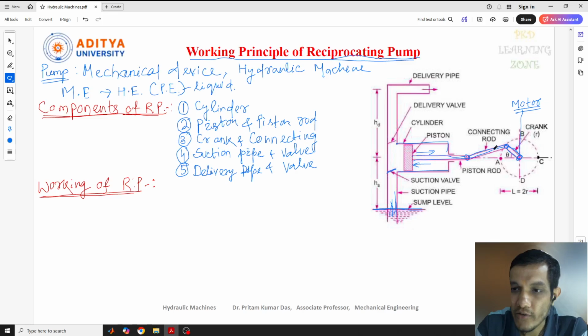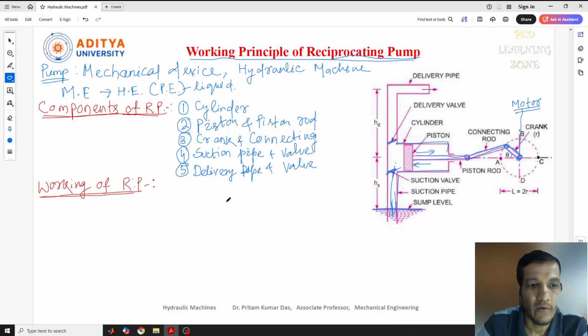Now when the motor started and the crank started rotating, if you see, the suction pipe and suction valve are connected here. There is one suction valve and one delivery valve, and each is one-way: the water can only come in, or only go out. Reverse direction is not possible. When water enters, the suction valve will be open and the delivery valve will be closed. How it happens, I'll tell you.